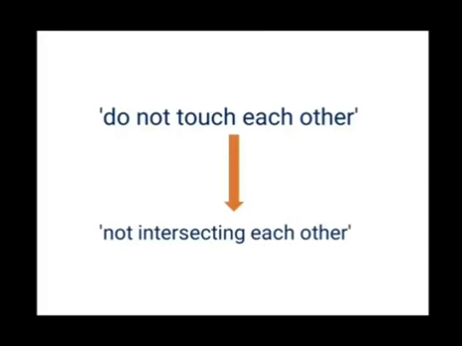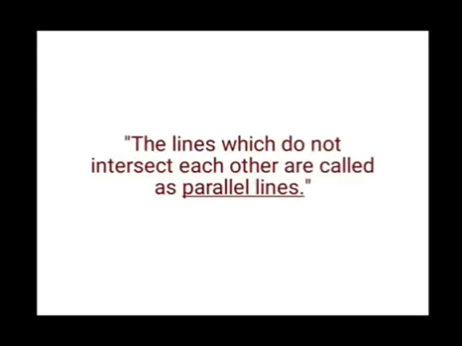This concept of not touching each other can be expressed in a mathematical term as not intersecting each other. Now the meaning is the same. Not intersecting each other means the two lines are not coming in contact with each other. So the concluding part is, the lines which do not intersect each other are called parallel lines.